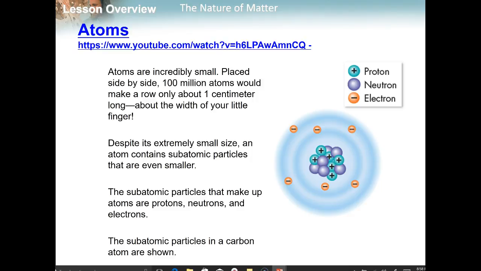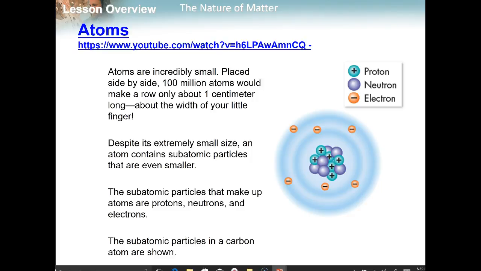So you get the idea that if we can't see it and we can't cut it down any further, atoms have to be really, really small things. If we were to place atoms side by side, about 100 million atoms would make a row of only about 1 centimeter long. Take a look at your little finger. That's about that width. So 100 million atoms to make that distance. Wow. It's really small, but it's made up of even smaller subatomic particles.